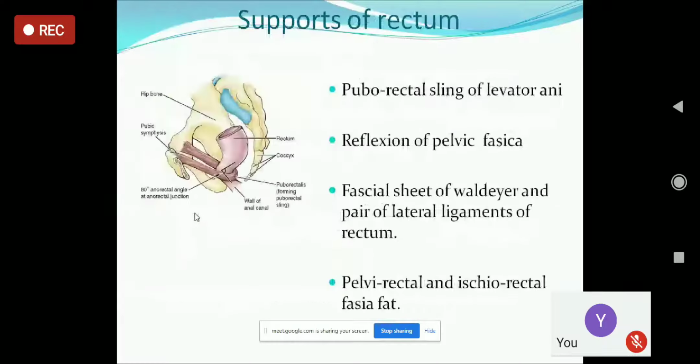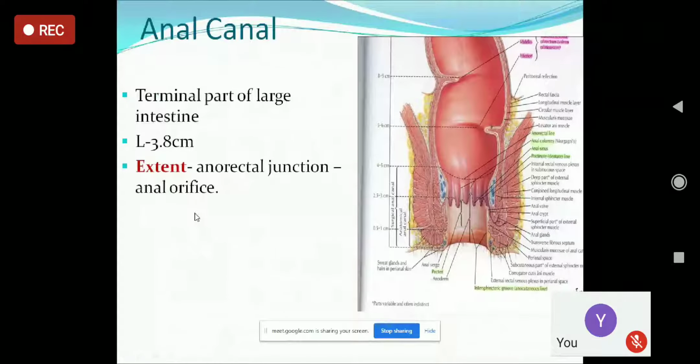So we are talking about the anal canal. Look at it. It is the terminal part of the large intestine. It is 3.8 centimeters long and extends from the rectum to the anus, from the anorectal junction to the anal orifice. So this is the anal canal.